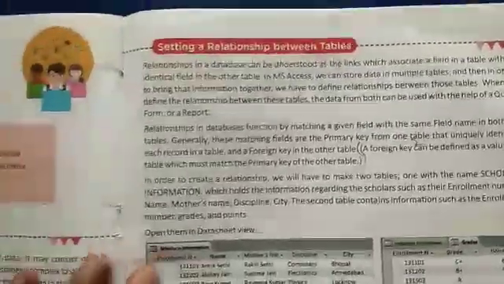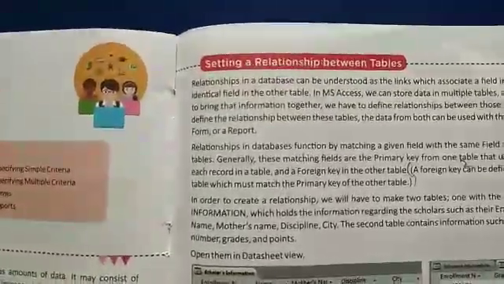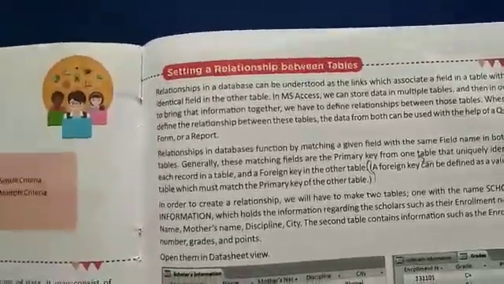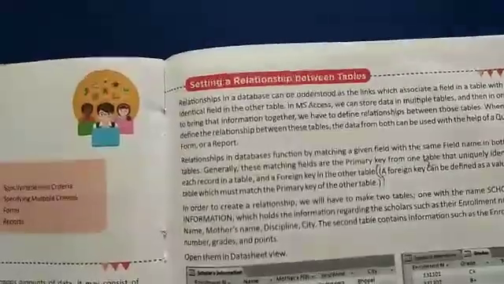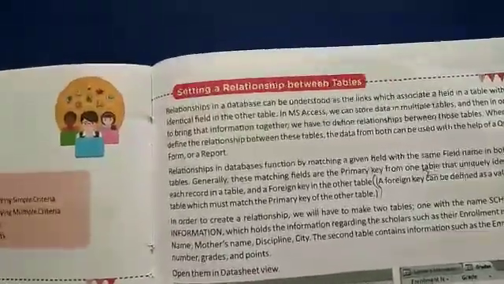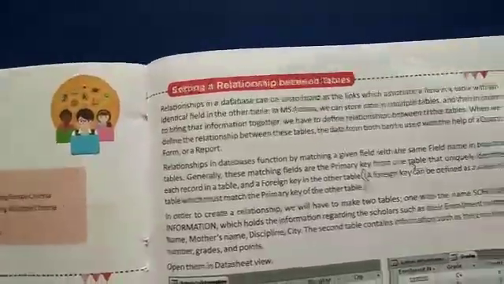Now, setting a relationship between tables. When we have two or more tables, we have to set up a relationship between them. What is relationship? A relationship in a database can be understood as a link which associates a field in a table with the identical field in the other table.